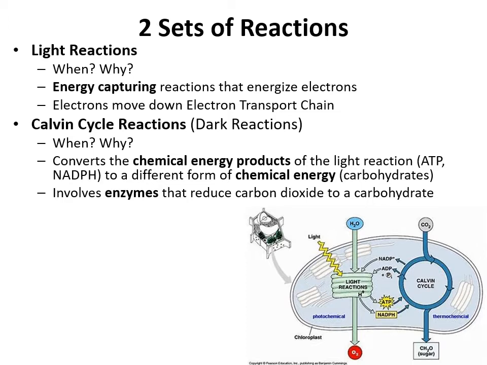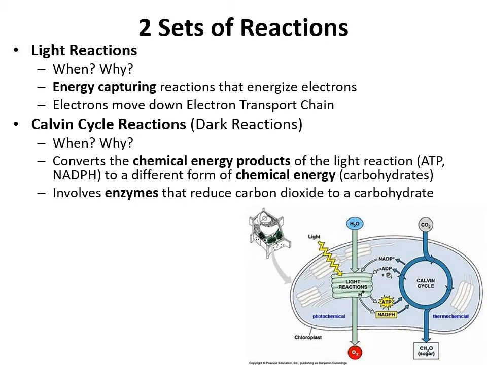Now, the Calvin cycle reactions in photosynthesis are called dark reactions, okay? Not because they're morbid, but because they occur after the light reactions. And if they're dark reactions, what does that tell you? They don't require sunlight. Okay, so the light reactions require sunlight, daytime. The Calvin cycle does not require sunlight. So circle or highlight that difference between the two reactions.